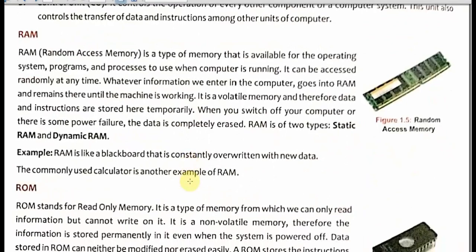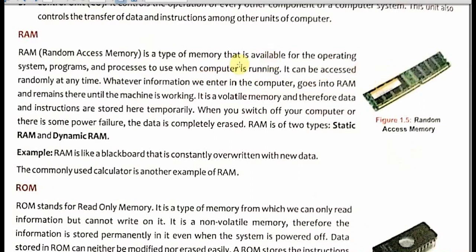Next part of discussion is RAM. RAM is a random access memory. You can see this is the figure of RAM. It is a type of memory that is available for operating system, program and processes to use the computer when computer is running. You also know about the RAM.